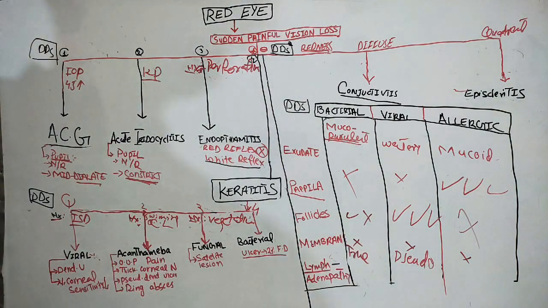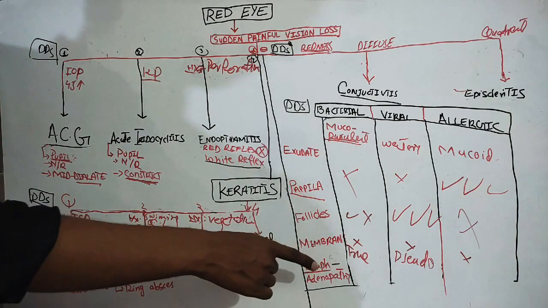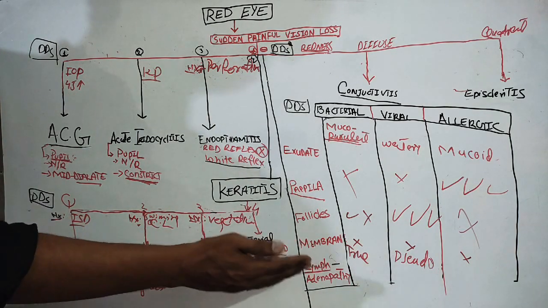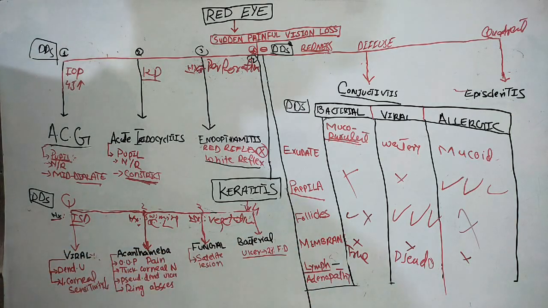What is the difference between true membrane and pseudomembrane? True membrane is tightly adherent to the underlying structure. It is difficult to remove the membrane, and if we remove it, it will result in bleeding. Pseudomembrane is not tightly adherent, and it can easily be removed, and there will be no bleeding. But in allergic cases, there is no true or pseudomembrane.